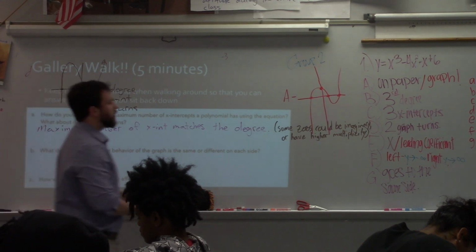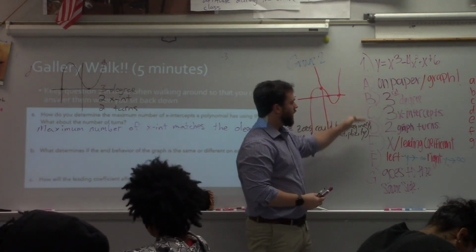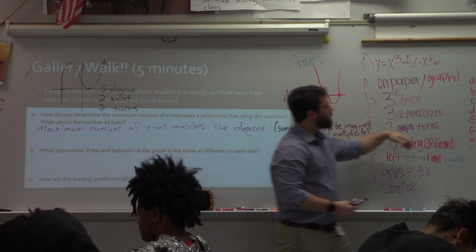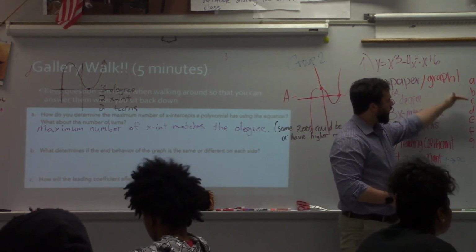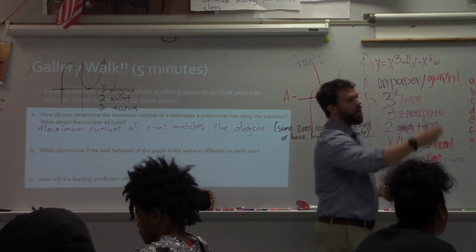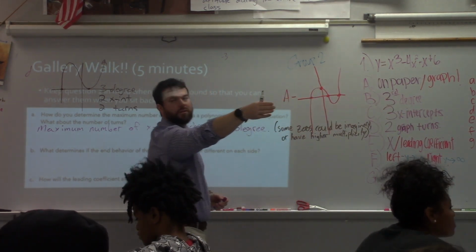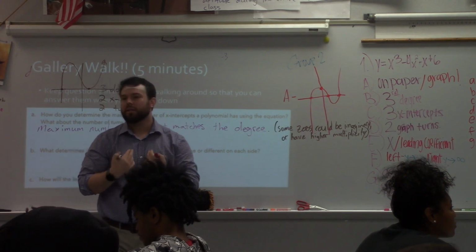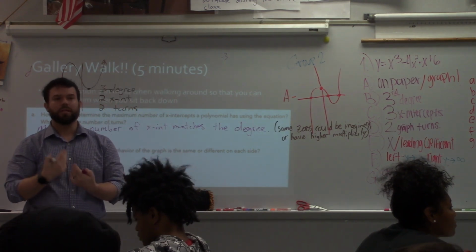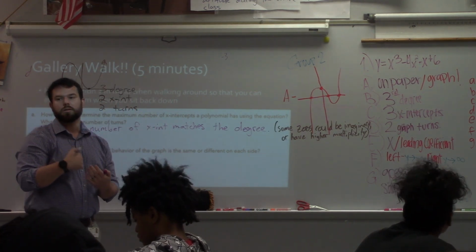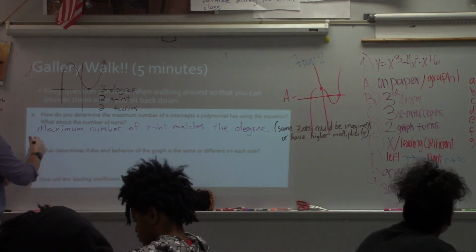Look at the different answers around the room. Third degree, how many turns? 2. Fourth degree, how many turns? 3. Third degree, how many turns? 2. Fifth degree, how many turns? So notice the maximum number of turns is one less than the degree. Okay? Maximum number of turns.